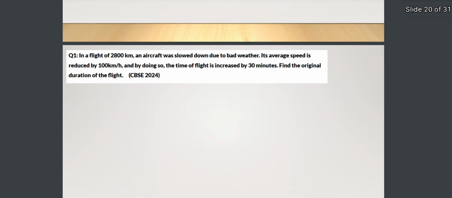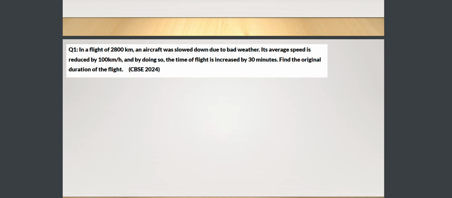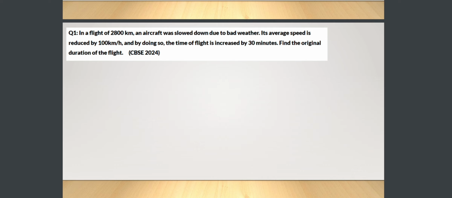Question number 1. In a flight of 2,800 km, an aircraft was slowed down due to bad weather. Its average speed is reduced by 100 km per hour, and by doing so, the time of flight is increased by 30 minutes. Find the original duration of the flight. So you have to find the duration of the flight. Initially the question says that the total distance is 2,800 km, and we have supposed the average speed equals x. So the time is distance by speed, 2,800 by x.